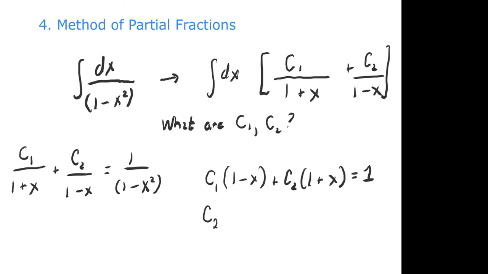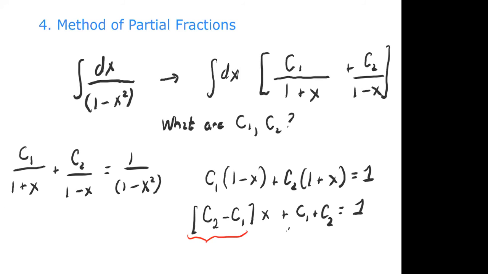I can simplify this expression to get C2 minus C1 times x plus C1 plus C2 equals 1. So the only way this expression is going to be valid is that C2 minus C1 has to vanish. There is no term involving x on the right-hand side of this equation.